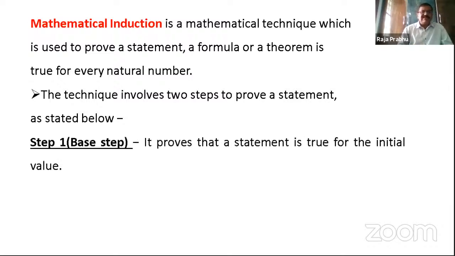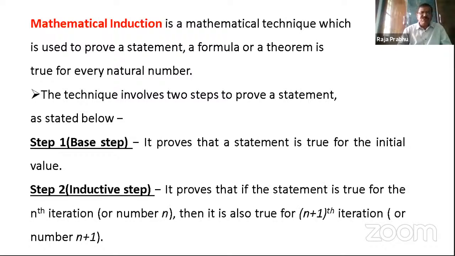Here, step 1 is known as the base step. It proves that a statement is true for the initial value. Initial value is nothing but where we are starting, especially in the field of natural numbers, from n is equal to 1. Sometimes, based on a particular condition, the initial value may not be 1. It may be from 2 or from 3 or from 10 or from 100. That depends on our conditions.